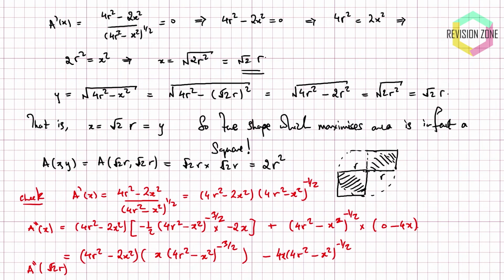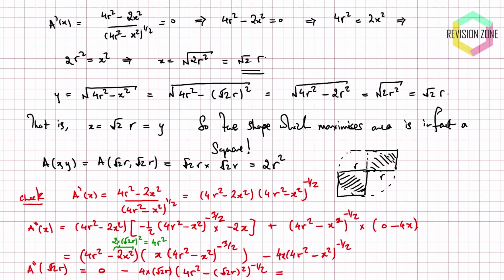Now, you should notice that when I put root 2r into here, I'm going to get 2 times root 2r squared, which is nothing other than 4r squared. So in fact, I have 4r squared here, and I have take away 4r squared here. So this entire term here is just going to go to 0, okay? So I can save myself a lot of work, and I can just say the first part is going to give me 0, and the second part is going to give me minus 4 times root 2r, and then brackets, 4r squared take away root 2r squared all to the power of minus a half.